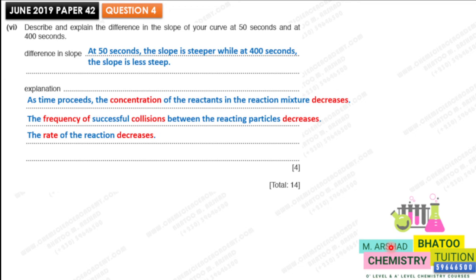At 57, the reaction has started and the rate of reaction increases, whereas at 200 seconds, the reaction is slowing as it moves to the end of the reaction and the rate of reaction decreases.